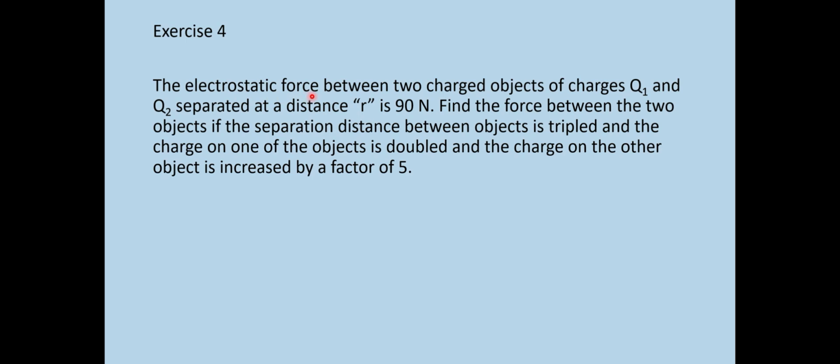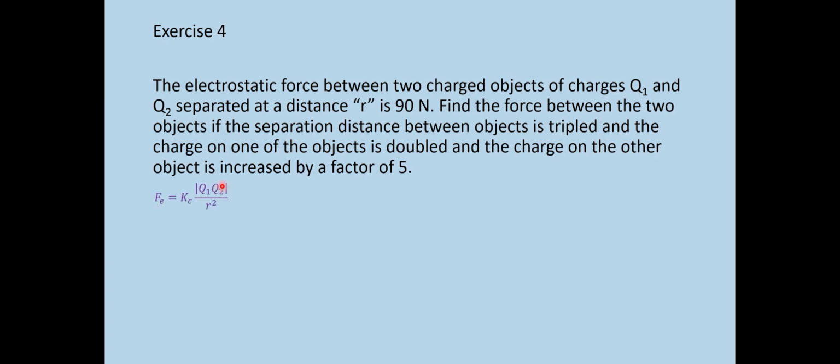The electrostatic force between two charged objects of charges Q1 and Q2 separated at a distance r is 90 newtons. So we have the same initial conditions, Q1, Q2, and r. Find the force between the objects if the separation distance is tripled, the charge on one of the objects is doubled, and the charge on the other object is increased by a factor of 5. So we have 3 variations in this case.